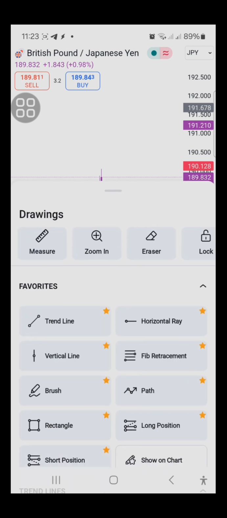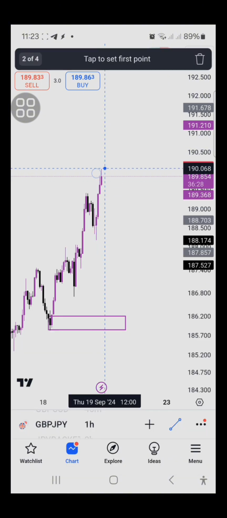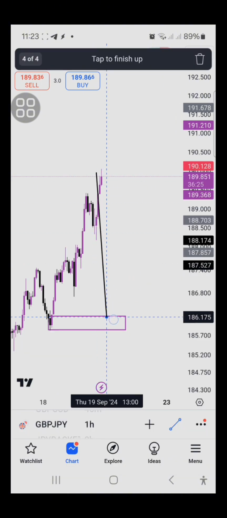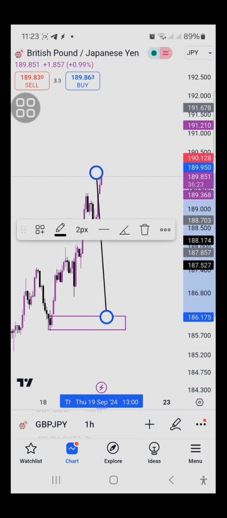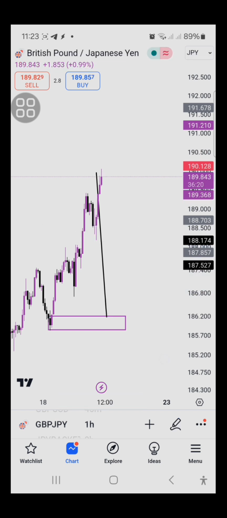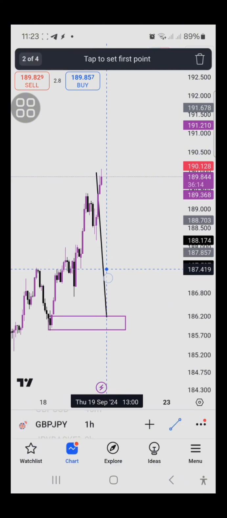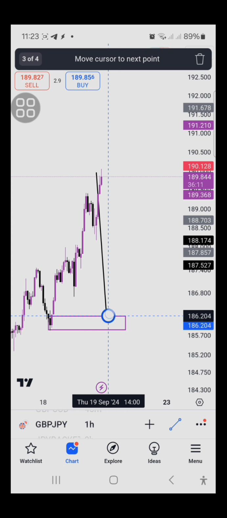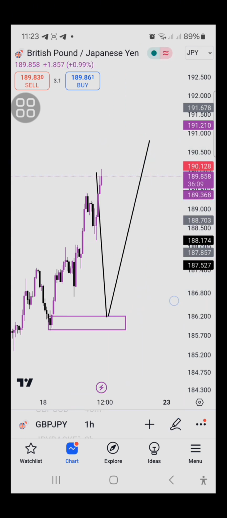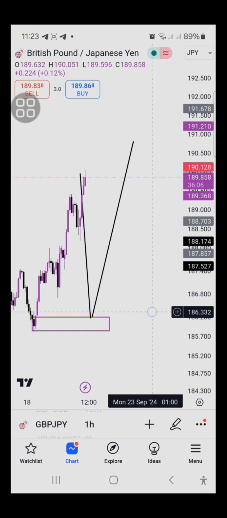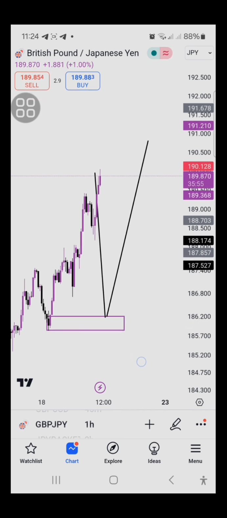So let's say for whatever reason I'm hoping that price would come down. Let me just quickly use the trend line. I'm waiting for price to come down to this point, and then move up from there. All right, so I'm waiting for price to come to 186.196. You can see it right here. That is where I want to be entering from.